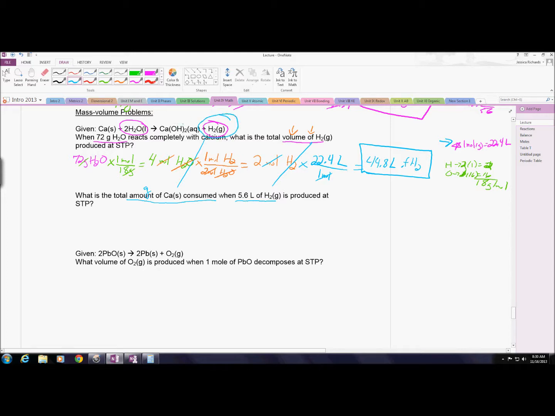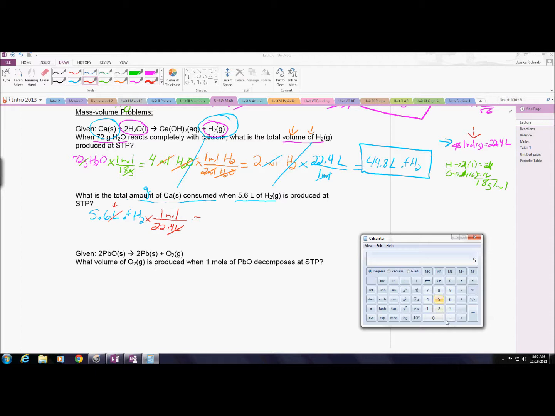So hydrogen and calcium are the 2 parts that we're looking at, and we're starting with 5.6 liters of hydrogen. Okay, that's the easy part. Next part, we just take step by step. Are we in moles? No, we're in liters. So how do we get from liters to moles? 22.4 liters per mole. Where do I want to put the 22.4 liters? On the bottom. Why do I want to put the 22.4 liters on the bottom? So that liters cancel.